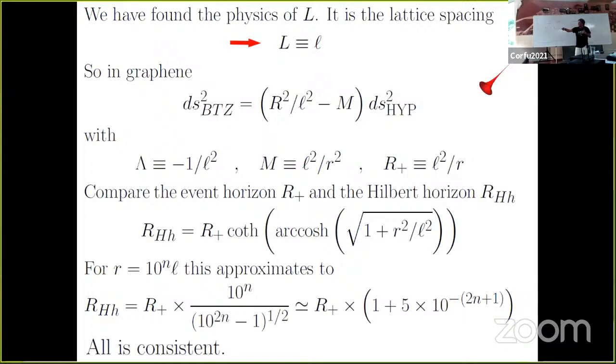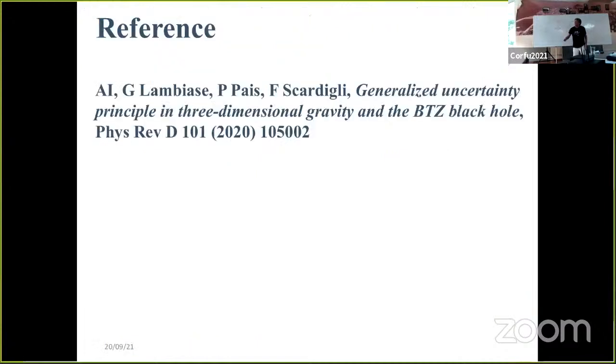Now you want to see why you need to go to that limit. If you take the radius of the Hilbert horizon, you can re-express it in terms of the radius of the event horizon through this formula. One way to see it is that if R, the radius of curvature, is 10^n L, this formula approximates to this nice thing to write. And so if you take, say, n equal 1,000, so R equals 1,000 L, this thing is very, very small. And so, it's consistent.